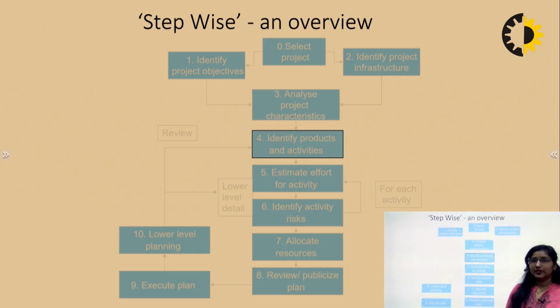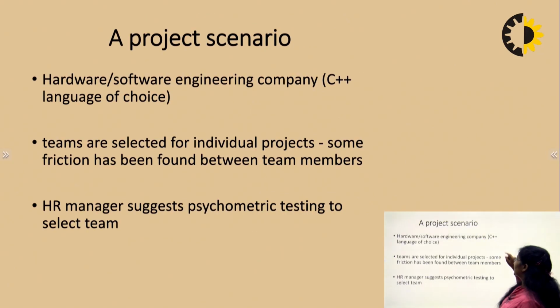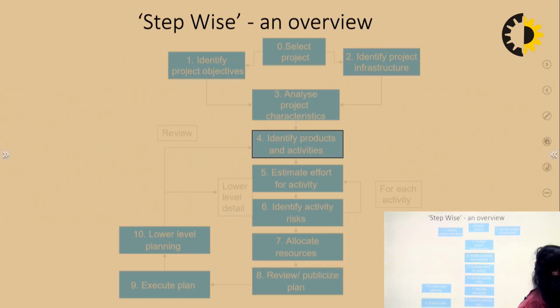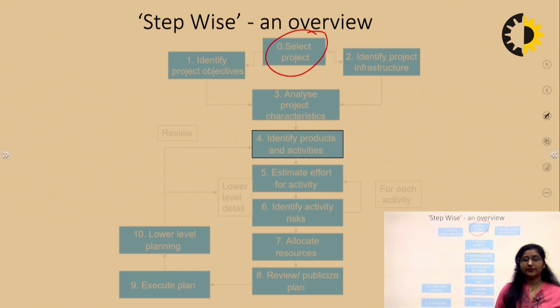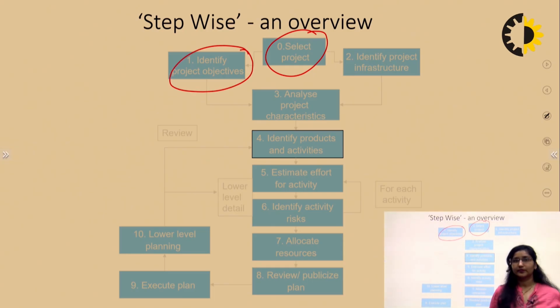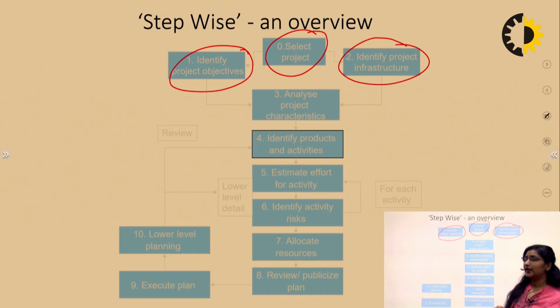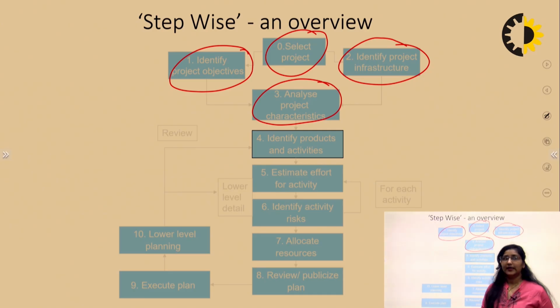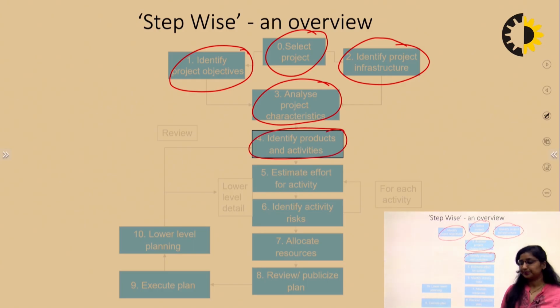So for step 0, we need to select the project. In the first step, we need to identify the project objectives. After that, in the second step, we need to identify the project infrastructure. The output from objectives and infrastructure goes to the third step, which is to analyze the project characteristics. Next, identify the products and the activities.